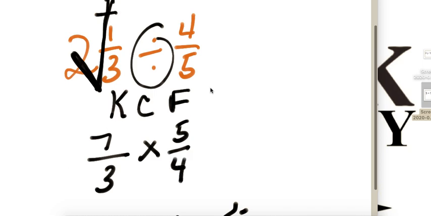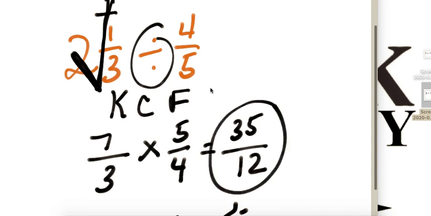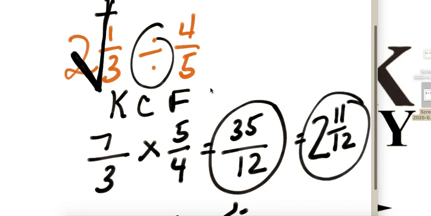Can I simplify anything here? Nope, there is no top number and bottom number that can be simplified. So 7 times 5 is 35. 3 times 4 is 12. You can keep it improper, or change it back to a mixed number. Well, 12 goes into 35 only 2 times. 3 times would be 36, which is too big. And so it would go in 24, and I think you would have 11 12ths left over. So either one of those is correct.